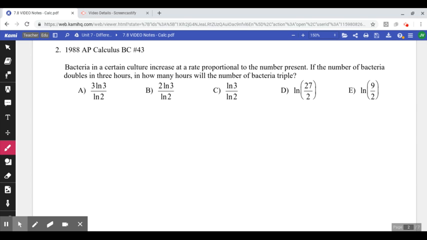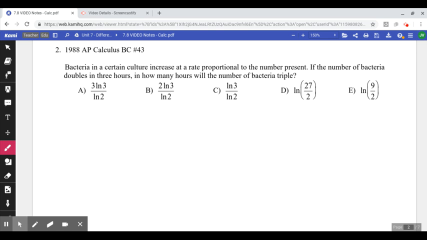This question comes from the 1988 AP Calculus BC multiple choice portion, number 43. Now, you might be wondering, why are we doing a BC problem in AB? Well, BC covers AB. And so many, not all, of course, but many of the problems will be something that you will want to take a look at as an AB student.